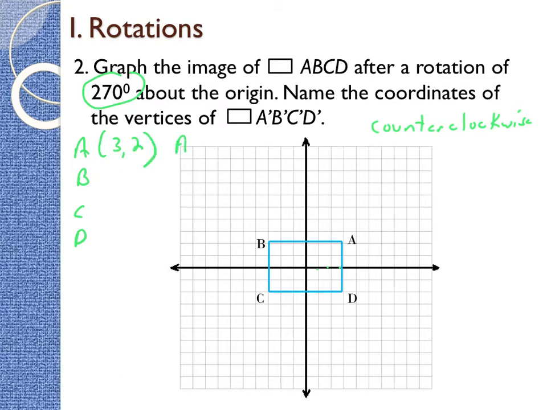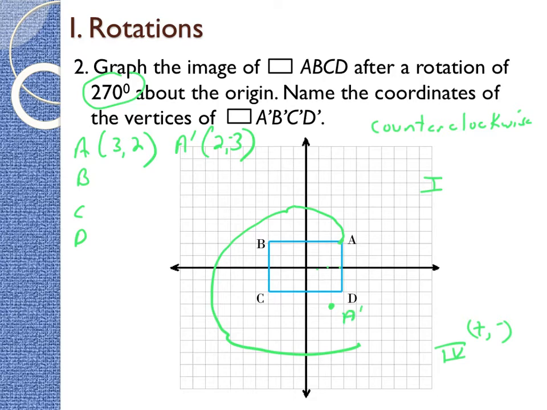Now when we go to A prime, we're going to reverse the signs. And A is in the first quadrant, so when it crosses over 90, 180, 270, it's going to go to quadrant 4, which is positive, negative. So you're going to go positive, negative. So you're going to go 2, negative 3. So there's our A prime. Now remember, it's crossing 270, so that is 3 quadrants.